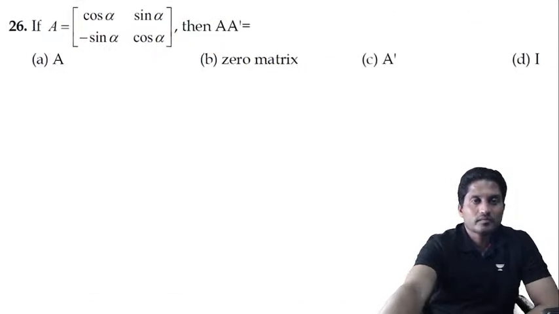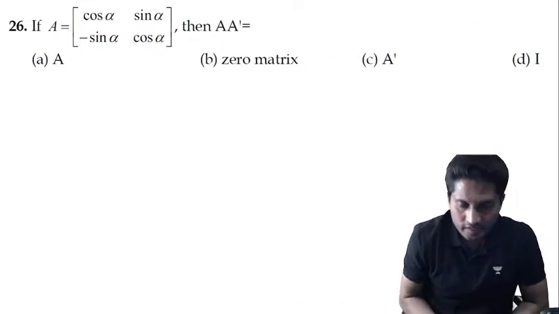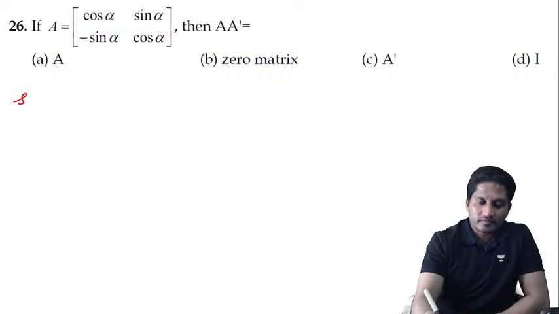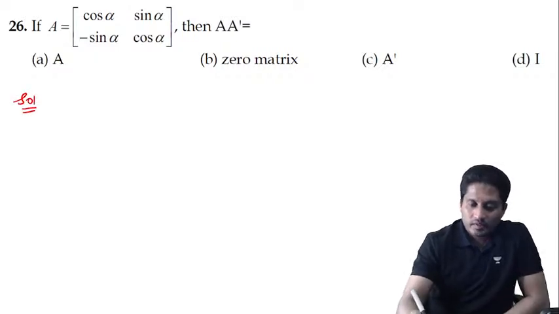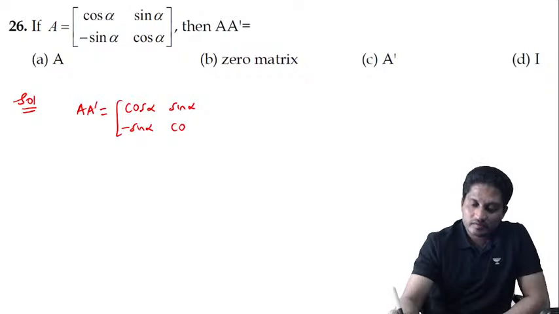Okay, question number 26. What is A into A transpose? A into A dash. A into A dash is equal to matrix cos alpha, sin alpha, minus sin alpha, cos alpha, into A dash, where the first row becomes first column and second row becomes the second column.